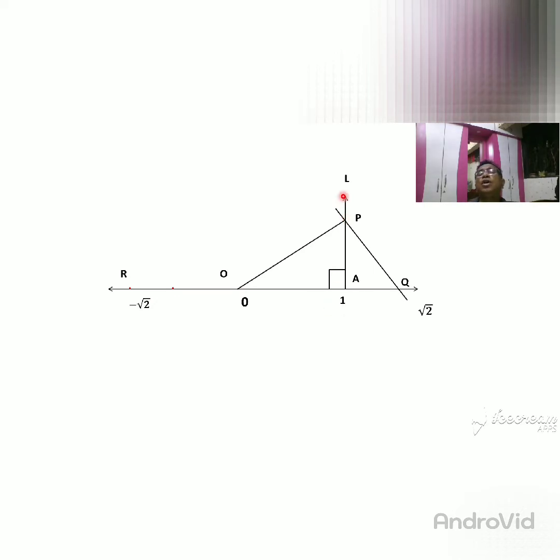Then you draw a line L which is perpendicular to this line. Perpendicular, why? Because here a 90-degree angle is formed. So this AP is also 2 centimeters, but you write 1 for the same reason, because the rounder cannot move.